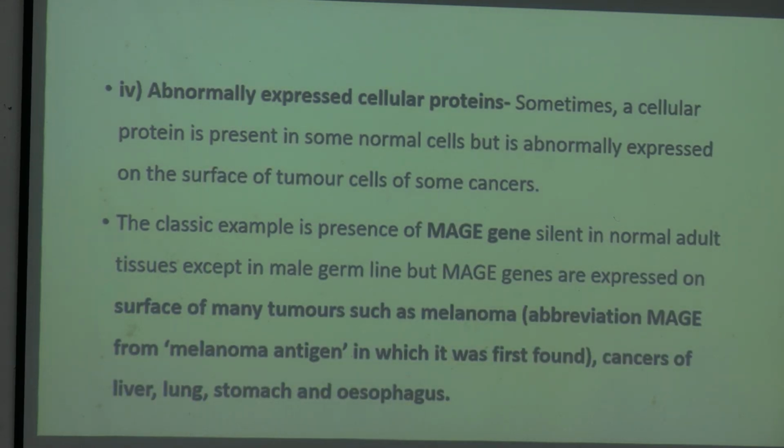Then abnormally expressed cellular proteins. Sometimes a cellular protein is present in some normal cells but is abnormally expressed on the surface of tumor cells in some cancers. The classic example is the MAGE gene. It is silent in normal adult tissue except in the male germline, but the MAGE gene is expressed on the surface of many tumors such as melanoma, which is called melanoma antigen, and cancers of liver, lung, stomach, and esophagus.